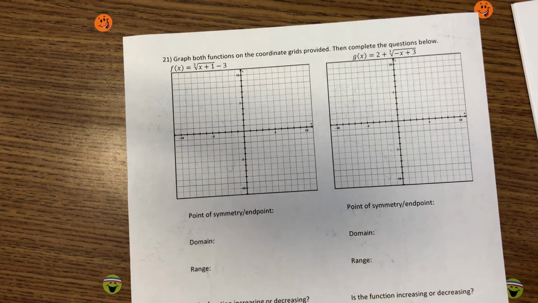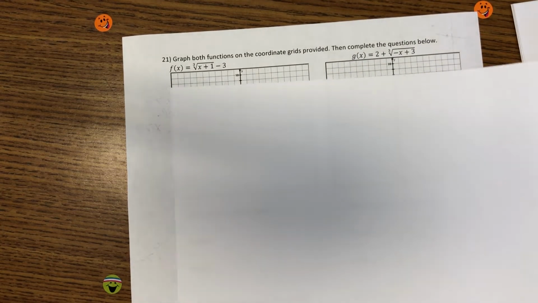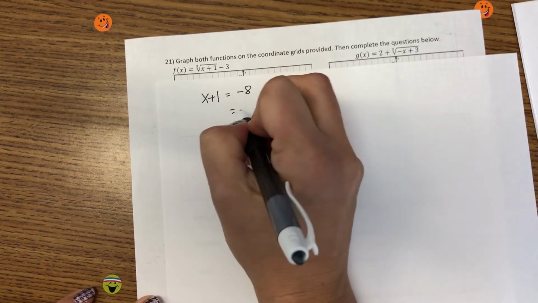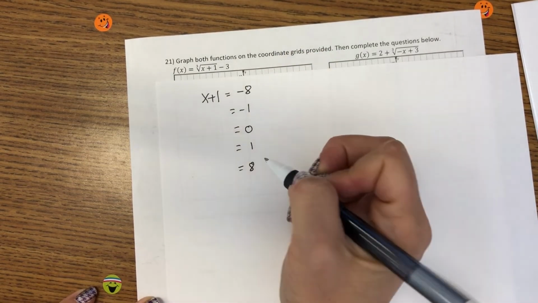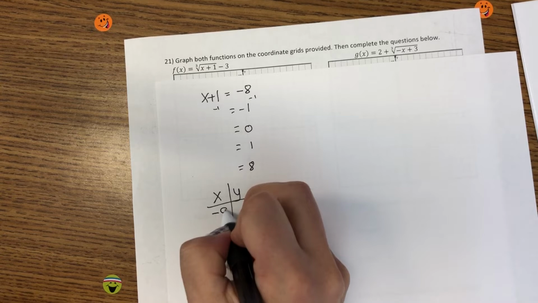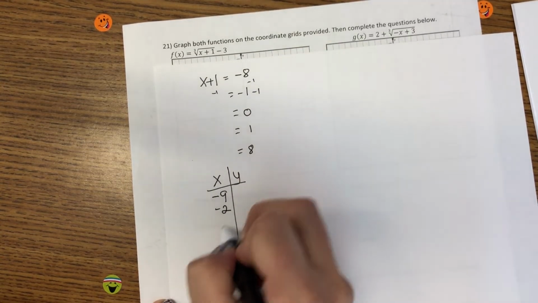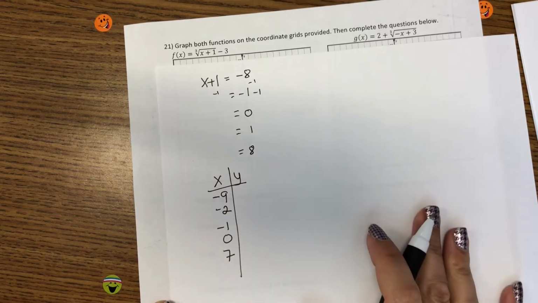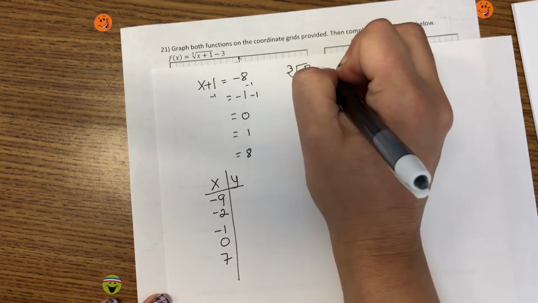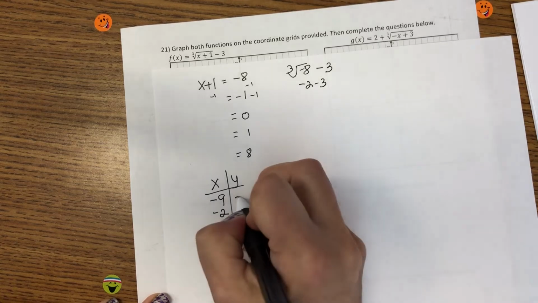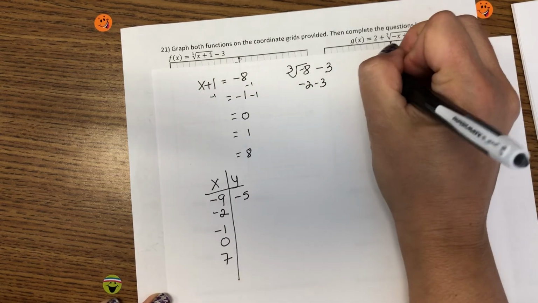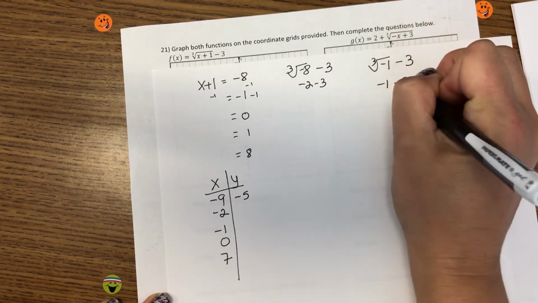Okay, graphing the cube roots. I'm going to take my argument for f and set that equal to -8, -1, 0, 1, and 8 so that I can get some nice values for my table. So when I subtract 1, I get -9, -2, -1, 0, and 7. So now to evaluate them in the function to get the y value, it's going to be the cube root of -8 minus 3. That's -5. At -2, I get the cube root of -1 minus 3. That's -4.